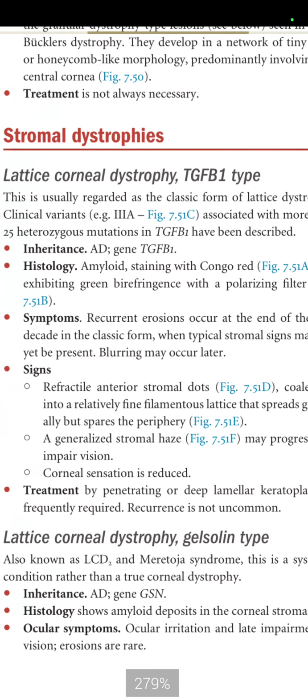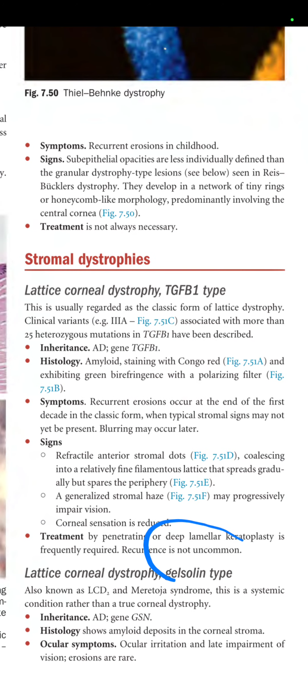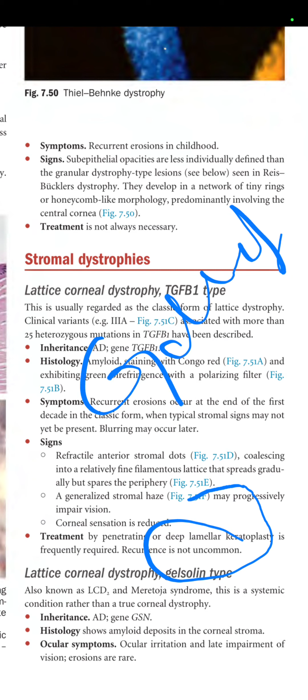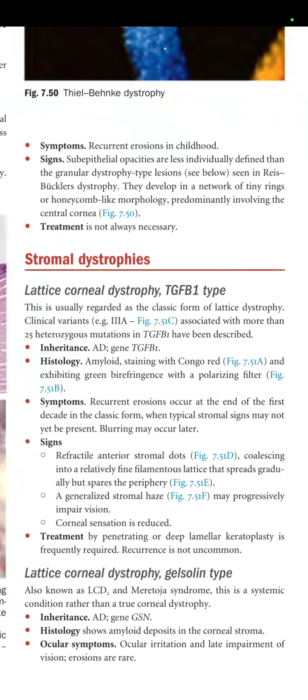Now next is lattice corneal dystrophy, Gelsolin type. Because the gene that is associated is the Gelsolin gene, it is known as the Gelsolin type. Now, I already told you that type 1 is a pure corneal dystrophy, and in this case there will be systemic involvement as well. Just remember this, and it is also known as Meretoja syndrome. Lattice corneal dystrophy Gelsolin type, also known as LCD2 and Meretoja syndrome. This is a systemic condition rather than a true corneal dystrophy. Inheritance is autosomal dominant, gene GSN.